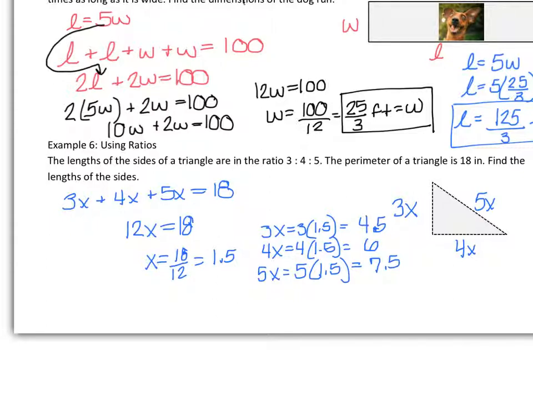Okay, but this word problem, there's units. What are they? Inches. They're all inches. Okay, so we found all the sides. Those are our answers. That's the inch. Okay, we done.